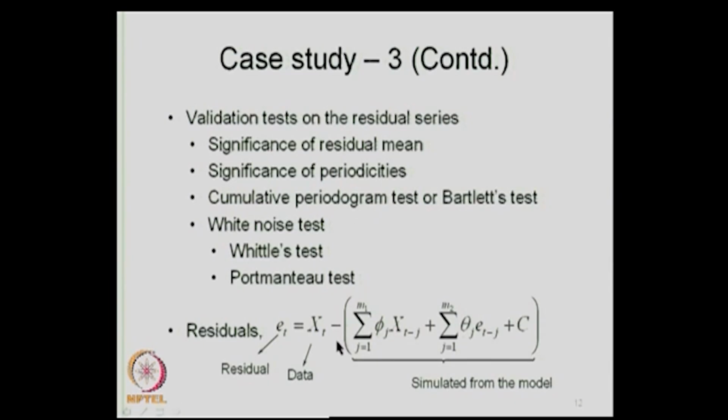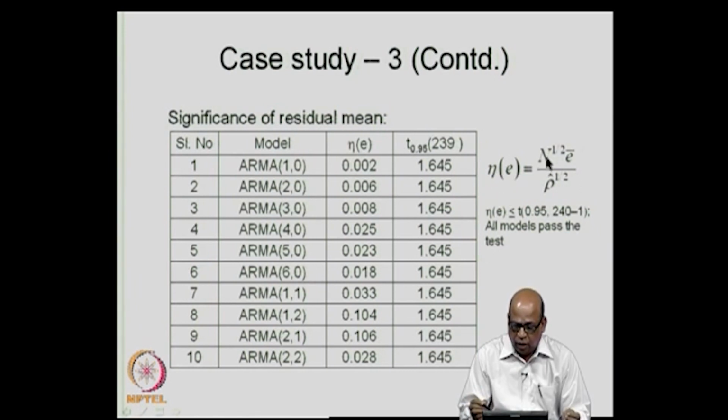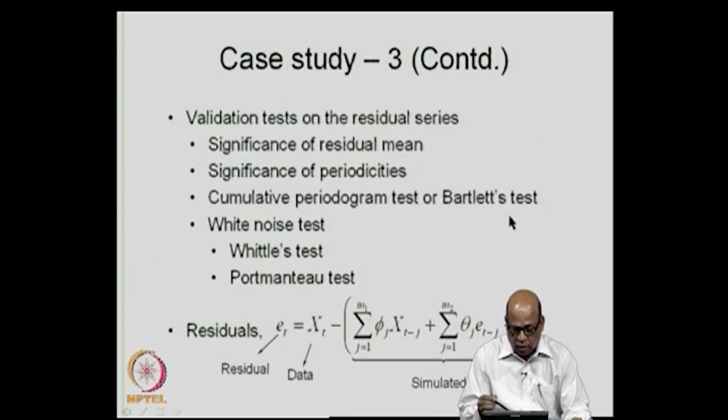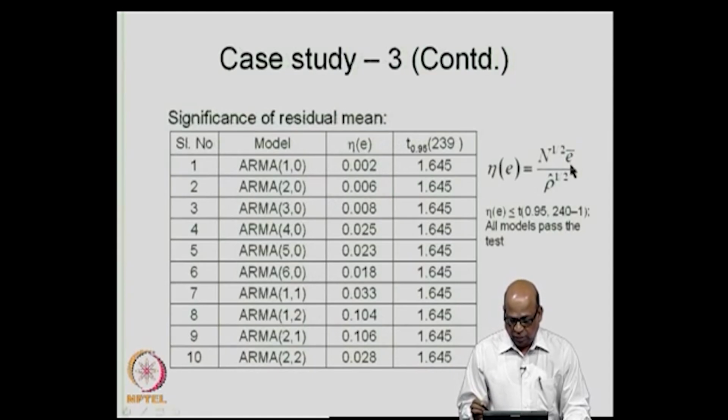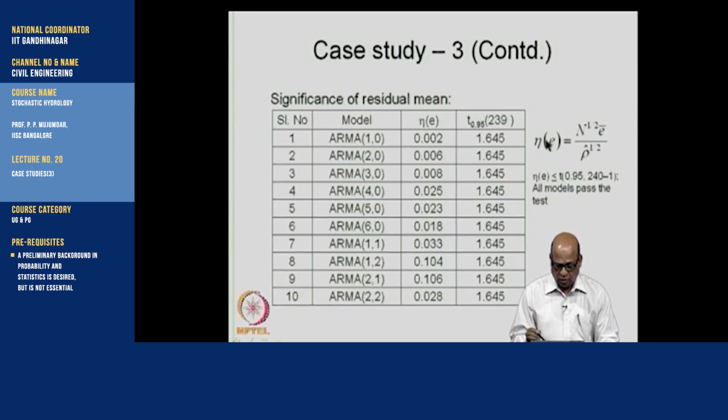Okay, for the case study we will see now what kind of tests we do. First is the significance of residual mean. If you recall, we formulate the statistic eta as n to the power half E bar by rho cap to the power half. Remember here, the moment you compute the residual series, first obtain the variance as well as the mean of the residuals. These will be useful for any of the statistical tests that we are doing on the residual series. So, E bar is the residual mean and rho cap is the residual variance. N is the number of data. In this particular case n will be 240. Therefore, you can get eta E, which is the statistic.